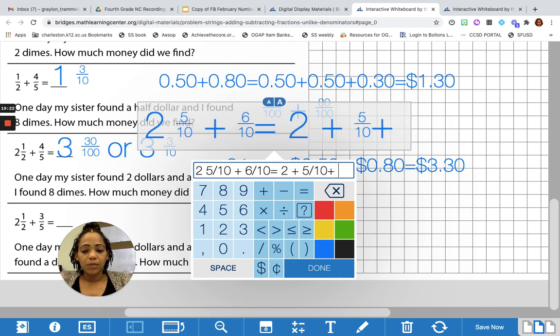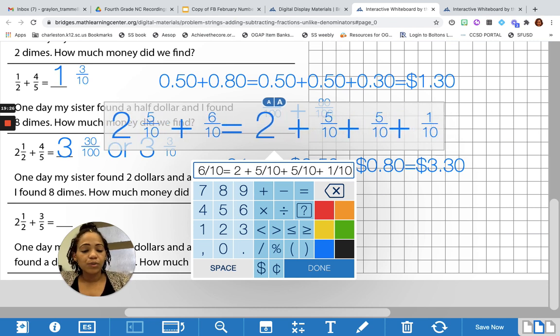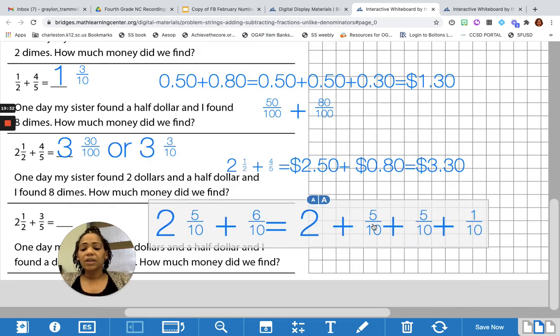Right, you may see me working things out here. It's just me showing you some different ways of thinking about things, okay? So yes, we could have found the connection. Instead of 8 dimes, we have 6 dimes. So that means we're subtracting 20 cents from what we got. And we know that will be $3 and 10 cents.